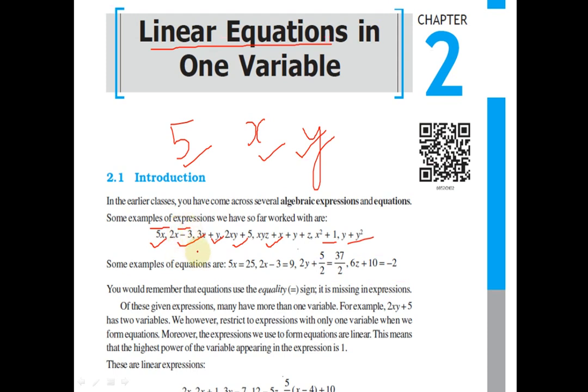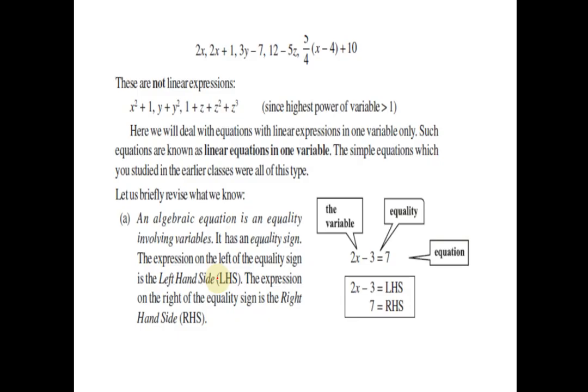This is also a linear equation in one variable, but this is a linear equation in two variables because here we have two variables, one is x, one is y. In this also we have two variables x and y. In this we have three variables. So these three are linear equations, but they are linear equations in 2, 2 and 3 variables. So students, this chapter is all about solving linear equations in one variable.